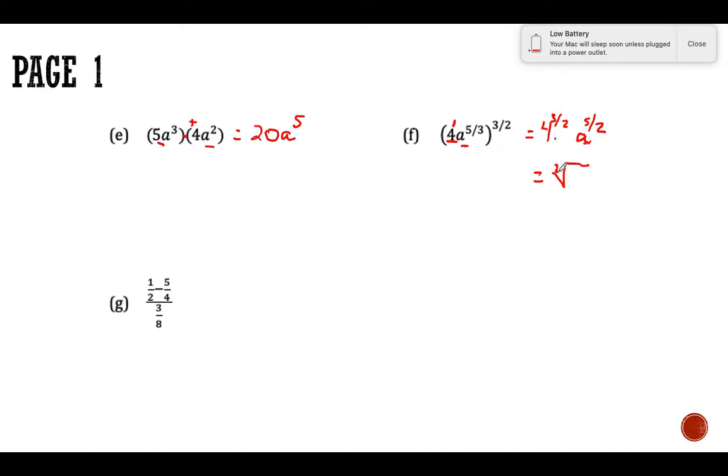That's the square root of 4, all cubed, times a to the 5 halves, and the square root of 4 is 2, and 2 cubed is 8. Now again, I haven't forgotten that first problem, A, but I wanted to get here first.